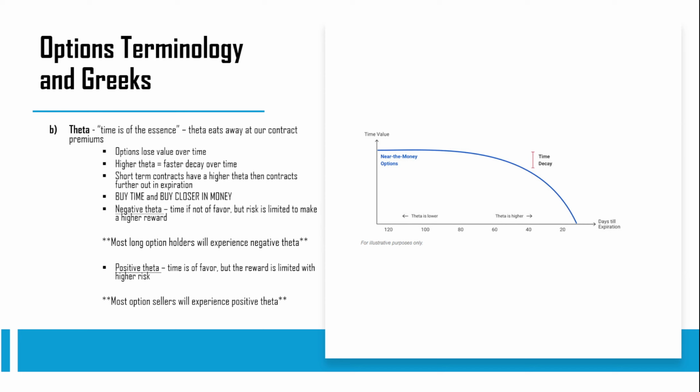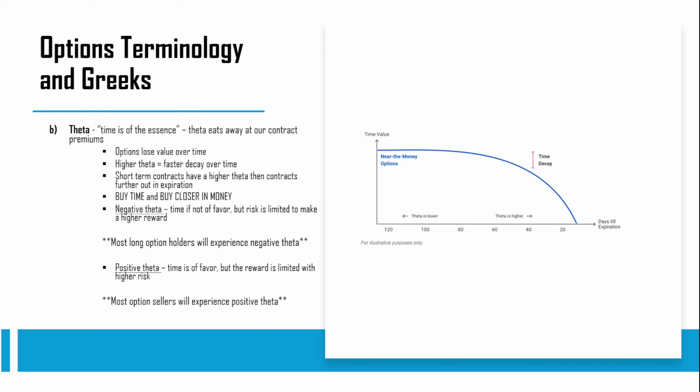Short-term contracts have higher theta, so a lot of times you like to buy with time. If I'm not day trading it and I'm swinging it, I usually like to buy at least 2 weeks, because theta starts to really eat away within that 2 week window, or sometimes 3 weeks out. Negative theta is when time is not favorable, but risk is limited to make a higher reward. Most long-term option holders will experience negative theta. Positive theta is usually for option sellers.